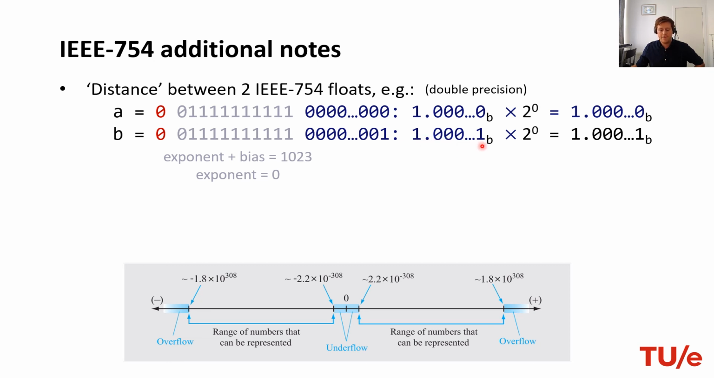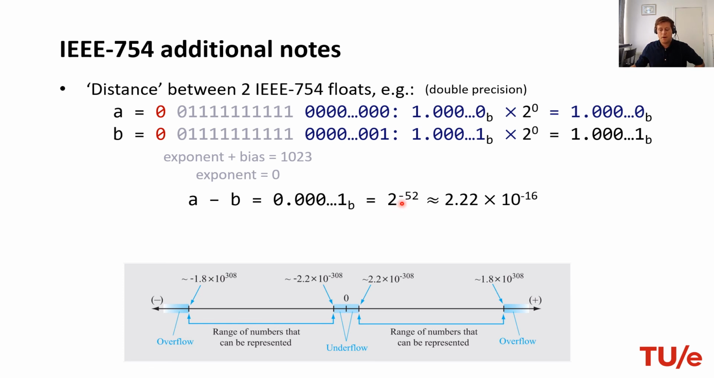And then at the 52nd place after the decimal point, a 1 would occur. So this would be this number in binary. Now we can compute this difference. That is simply 0 point, then 51 zeros and then a 1 in binary.